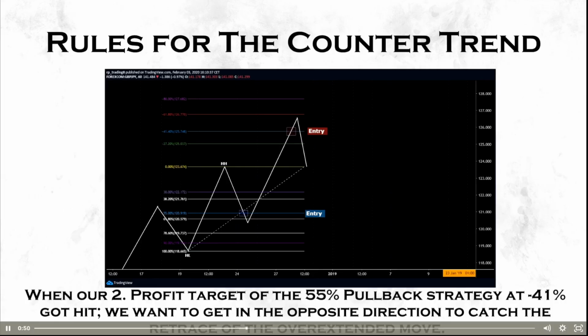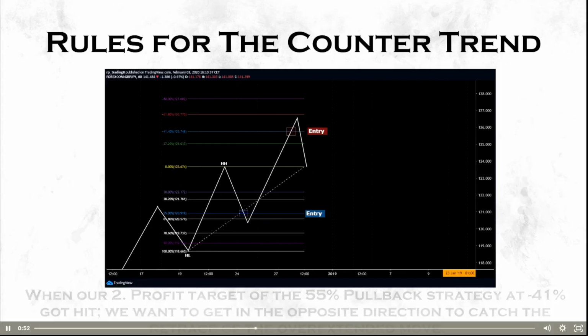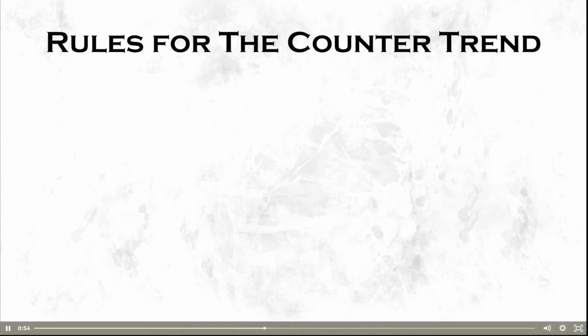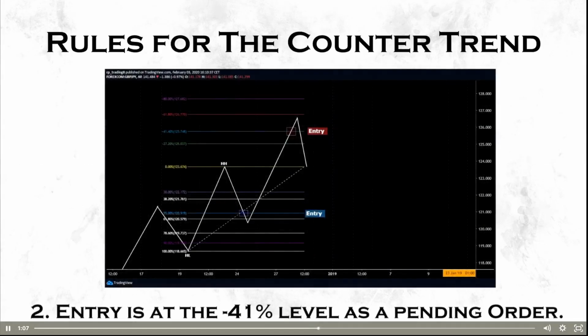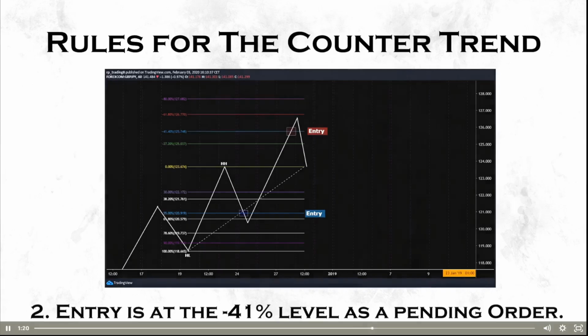So our trade management rules are, the first rule is, for example, we trade with 2% risk in one position, or we risk 3% in one position. And the second rule is the entry is at the minus 41 level as a pending order, and if the market triggers our entry, we should have banked profits with our second position of the pullback trade while we are entering the opposite direction at the same time.